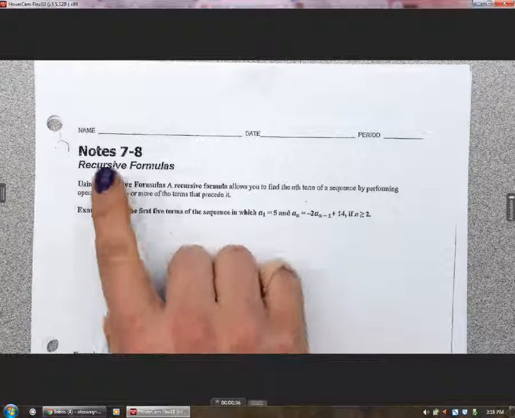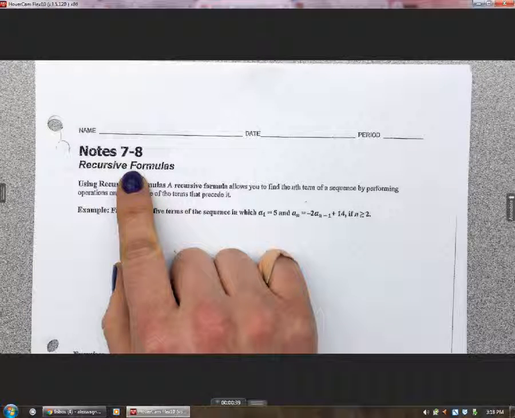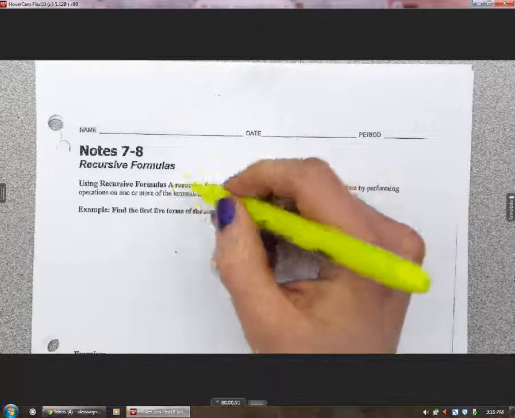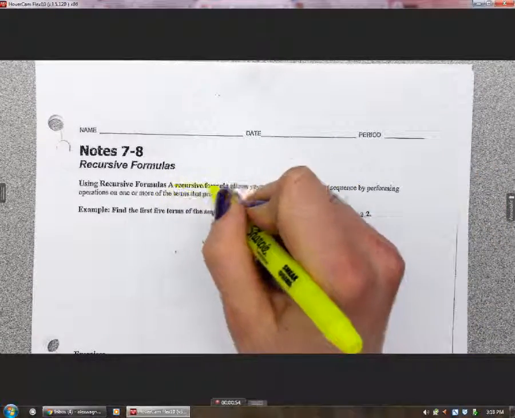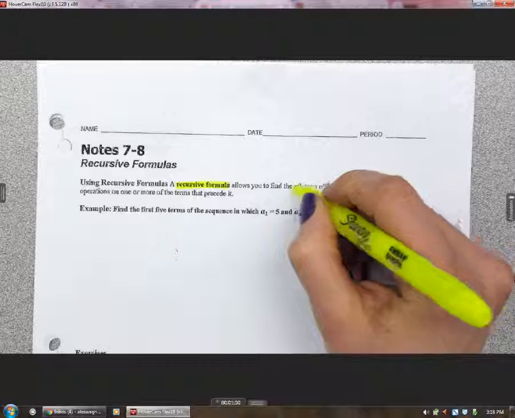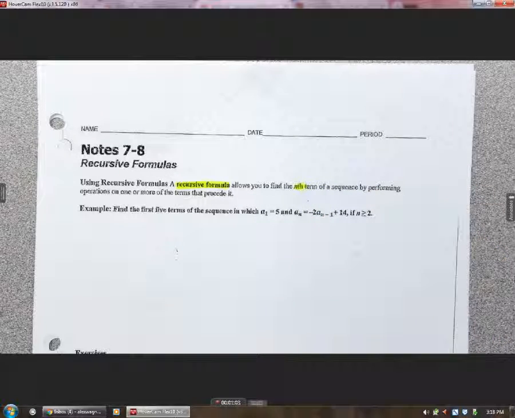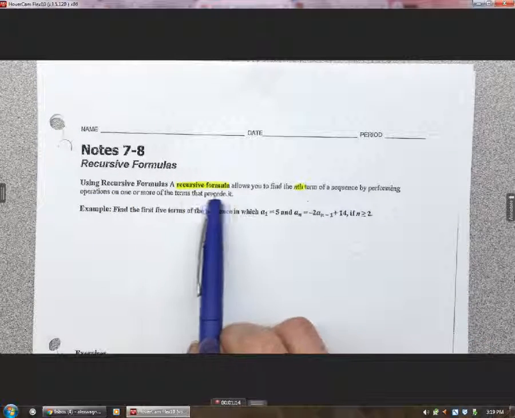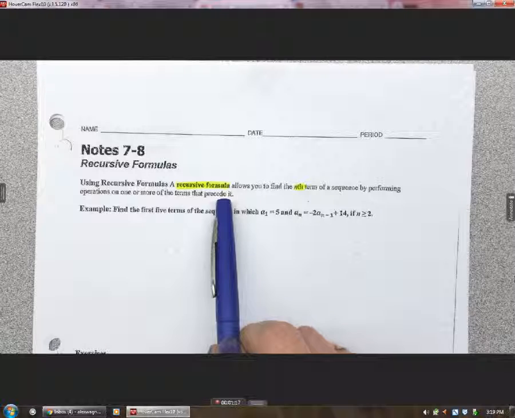7.8. This is recursive formulas. We have not yet talked about these. They're a little different than what we've been talking about the last couple days. And I want to highlight some information for you here. A recursive formula allows you to find what we're calling the nth term, like the 10th term, the first term, the second term, the fourth term, fifth term. N is the new x for these. By performing operations on one or more of the terms that preceded. That sounds very fancy and confusing, but don't worry.